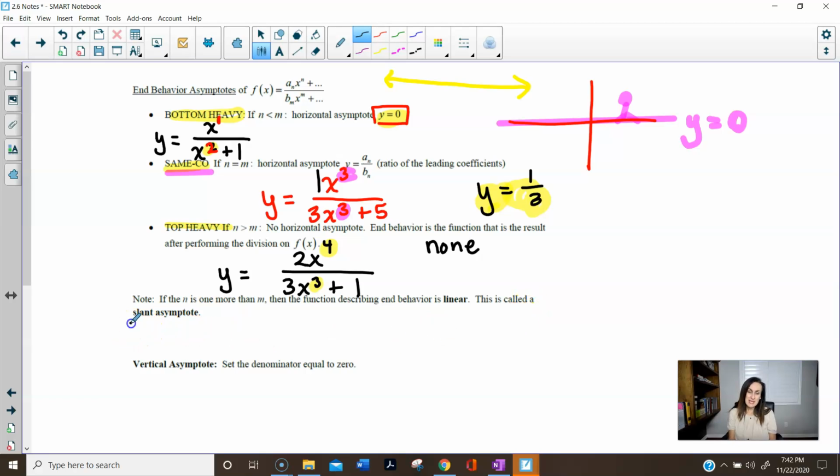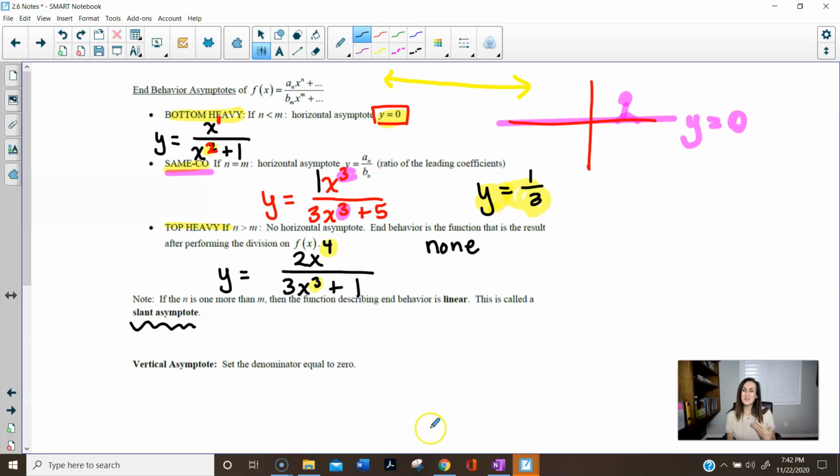Now there may be a slant, and that's going to be like a diagonal asymptote. And you get a slant when the numerator's degree is exactly 1 degree more than the denominator. So I gave you an example of where there's no horizontal asymptote, but there is a slant.